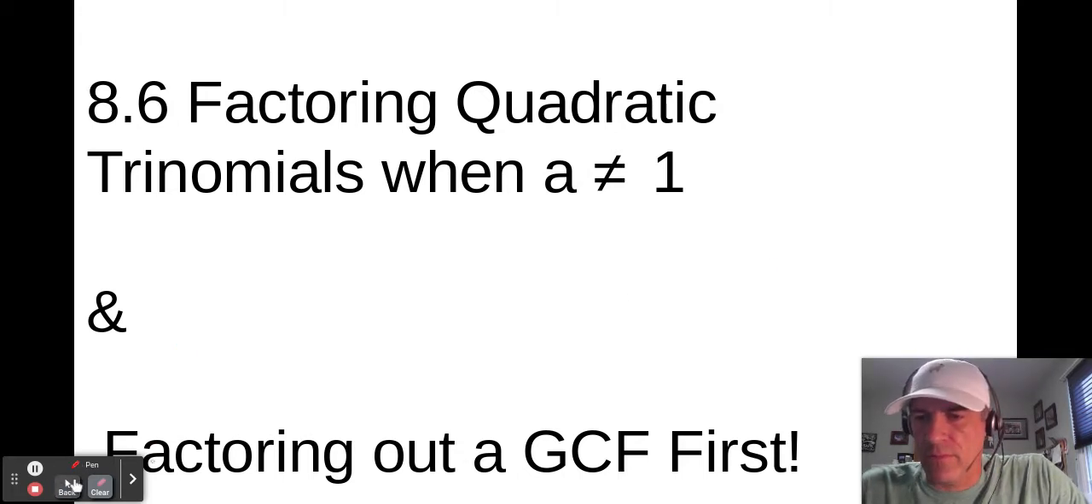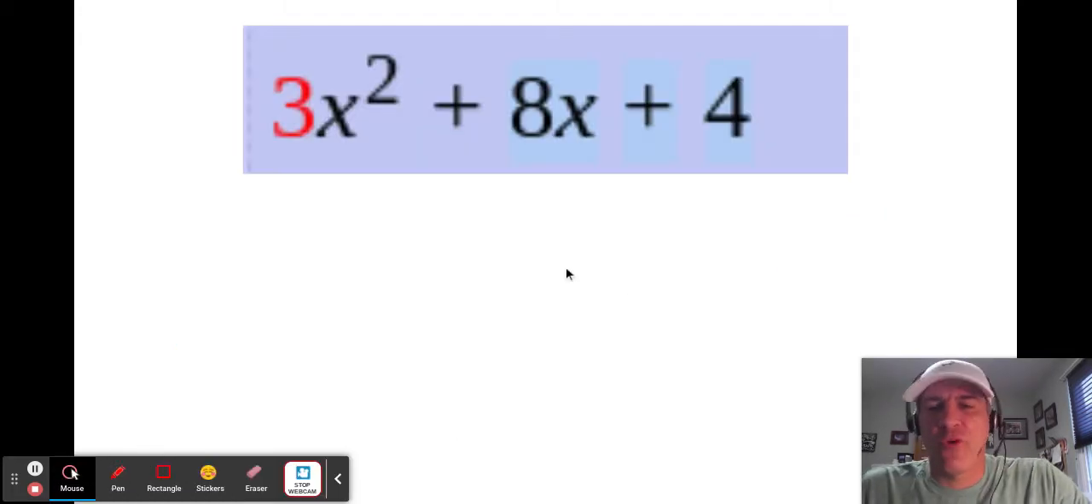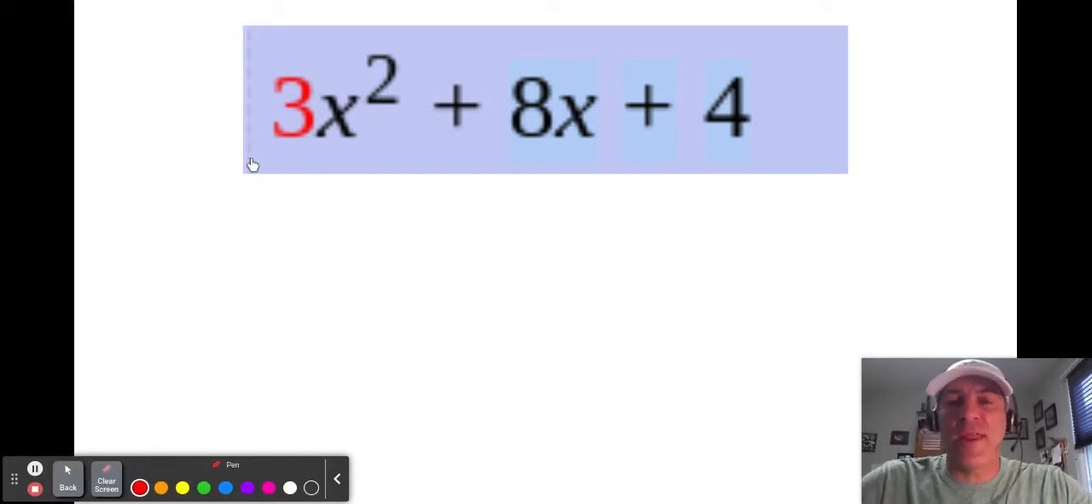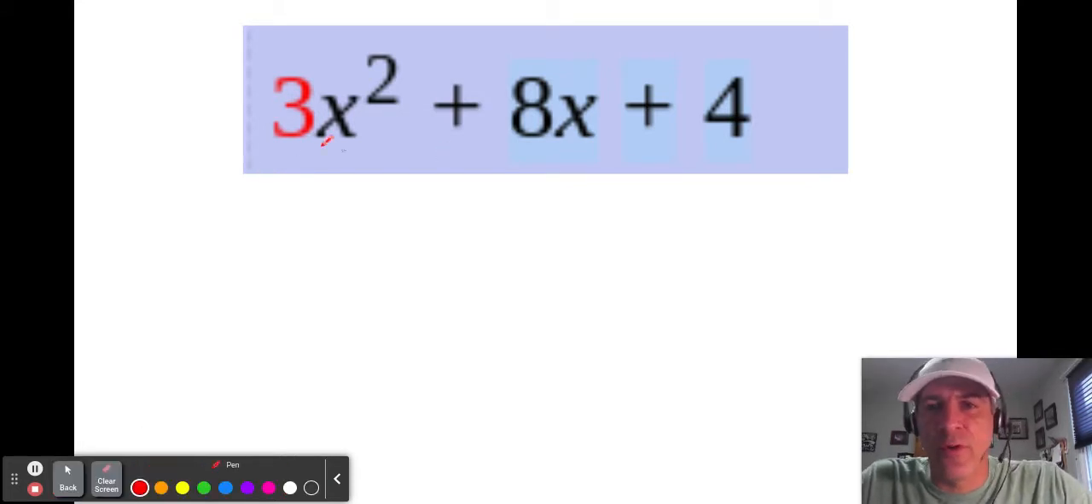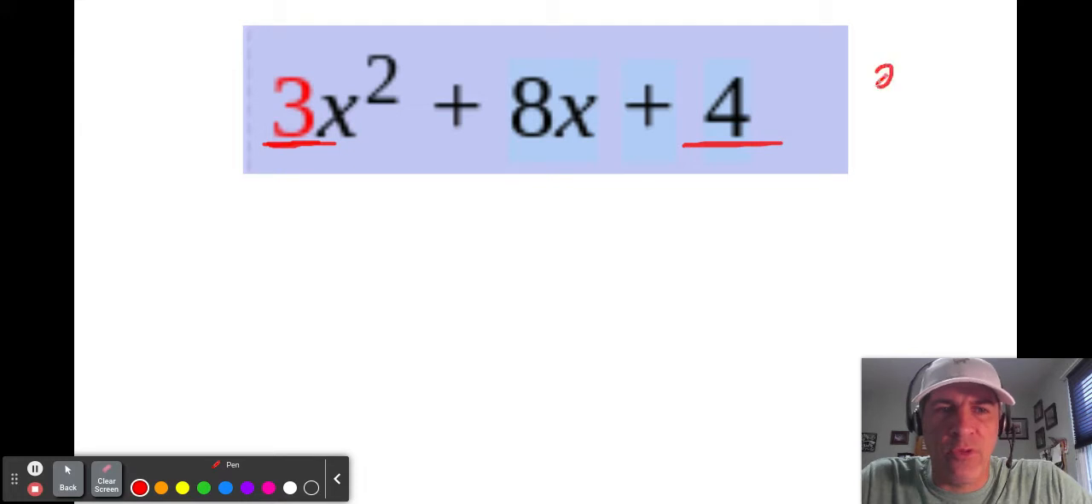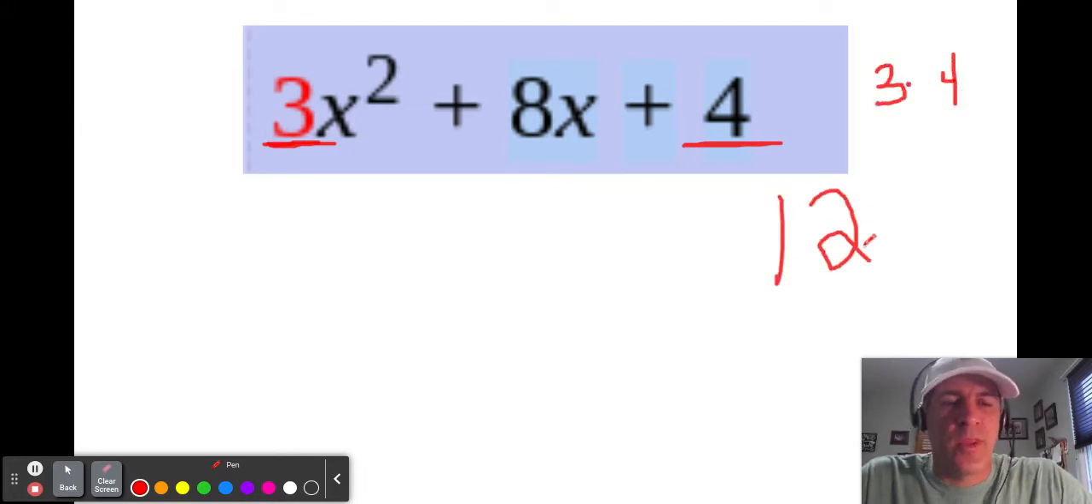So, our first example, 3x squared plus 8x plus 4. Notice our lead coefficient is 3, not 1. So, in order to do this, as mentioned, we have to first multiply our a value by our c value. We're going to do 3 times 4, and that gives me 12.